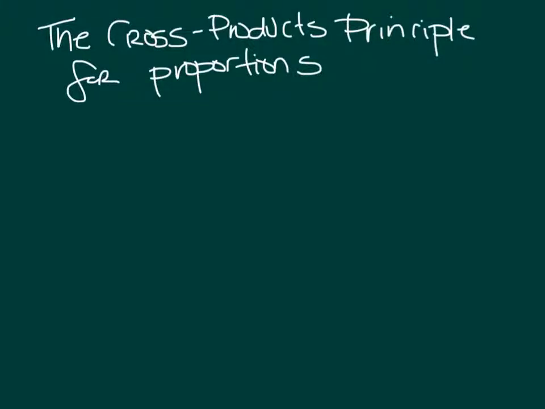Okay, this last example, I want to talk about a property of proportions. It's called the cross product principle for proportions. So first of all, what is a proportion? I'm looking on page 357, again, if you'd like to read a little bit more about it. And actually, let me go ahead and write. Cross products.